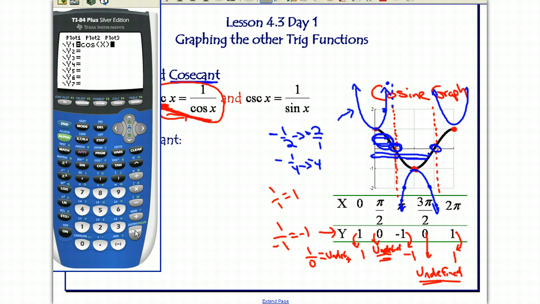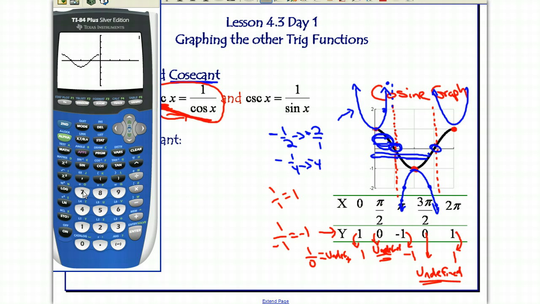And then let's graph the secant graph. And how do I graph a secant in my calculator? How about 1 divided by the cosine? And then let's make this one darker just for emphasis. So I'll hit that. And a nice window on your graphing calculator is always zoom trig. So let's go zoom number 7.